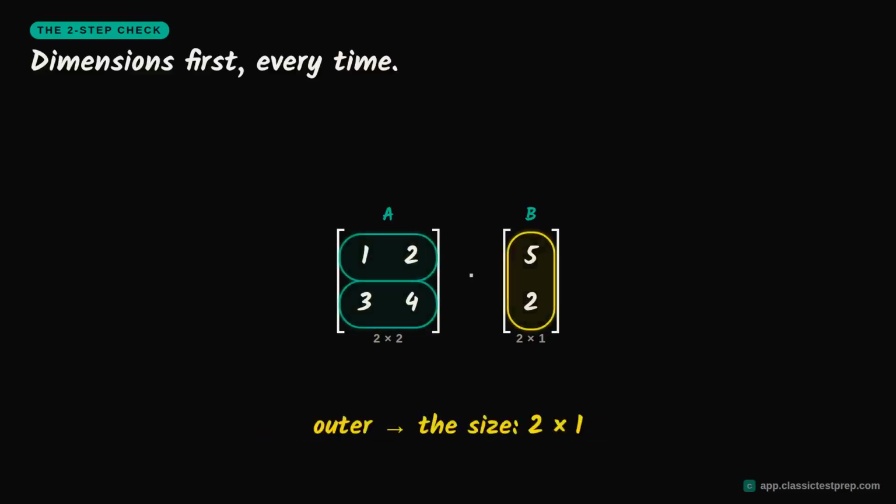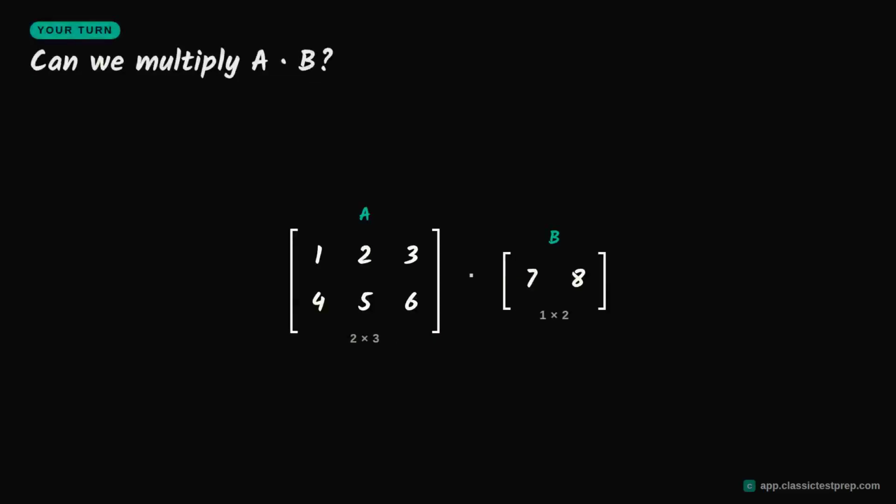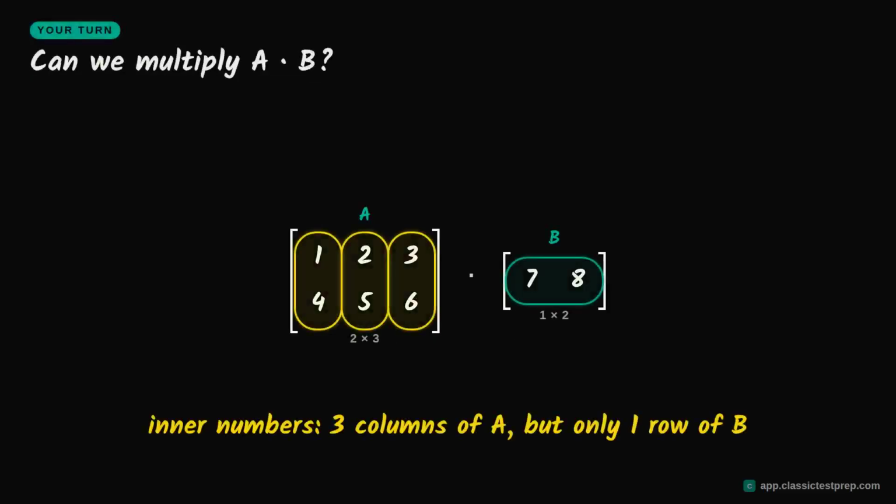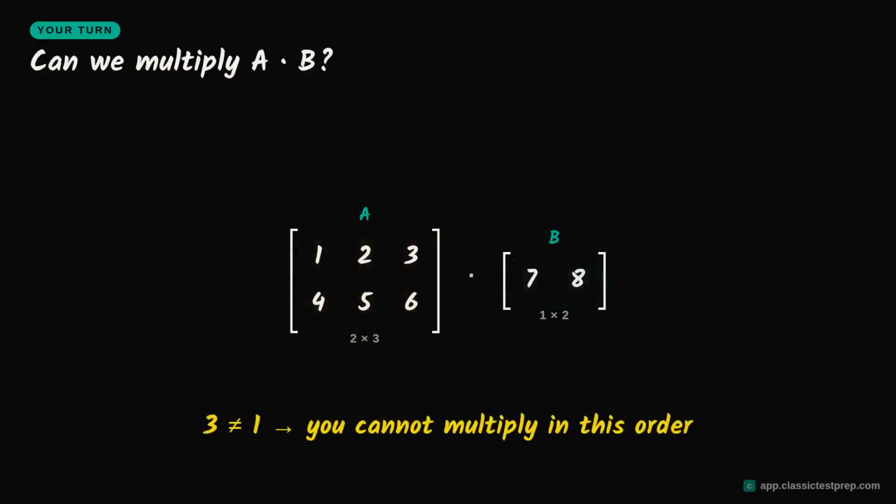2 by 1. Now let's learn how to actually perform matrix multiplication, but first, tell me if you can multiply matrix A by matrix B. Matrix A has dimensions 2 by 3, and matrix B has dimensions 1 by 2. If we write those next to each other, we can see easily 3 does not equal 1, so we cannot multiply these 2 matrices in this order.